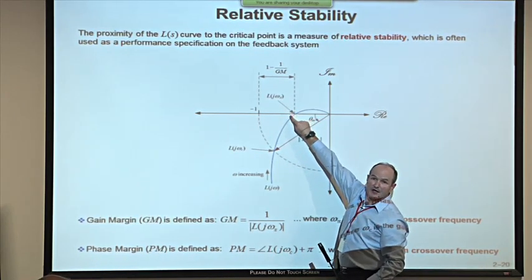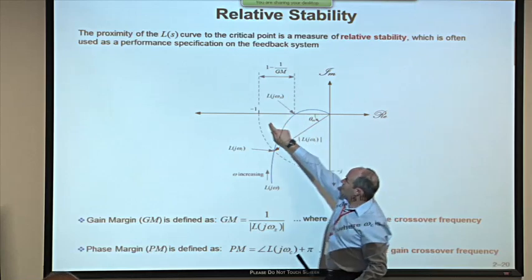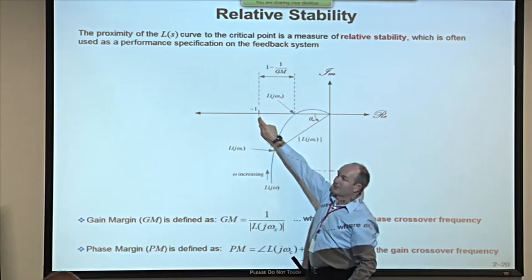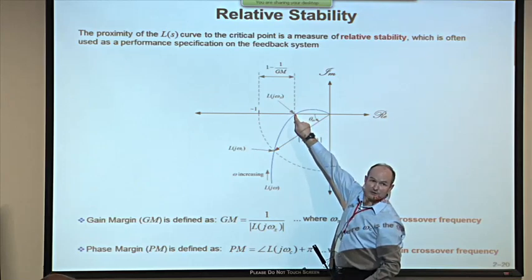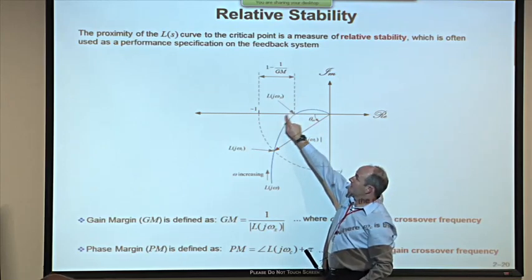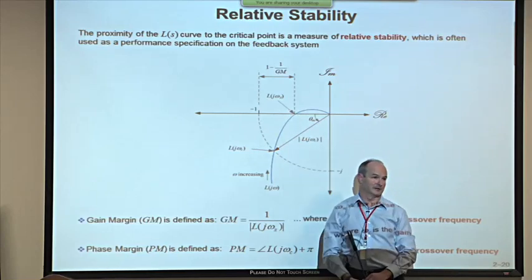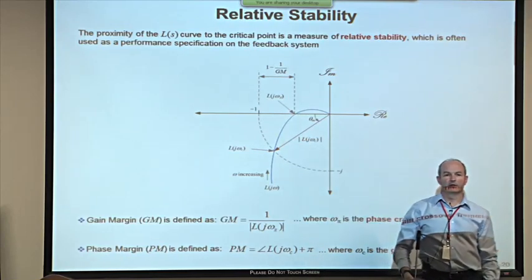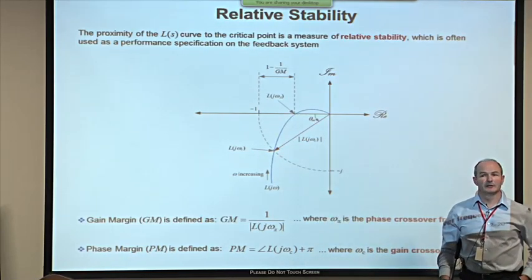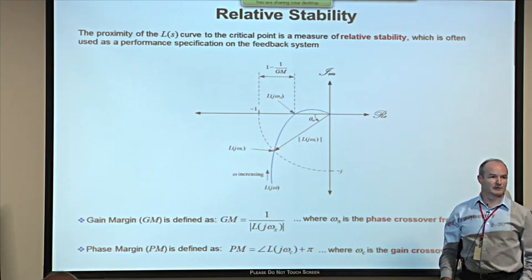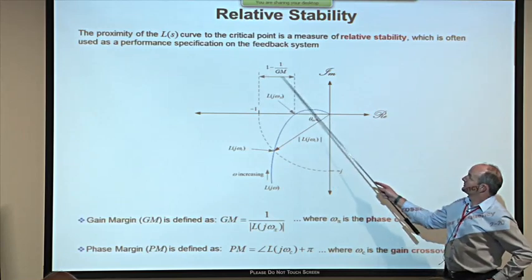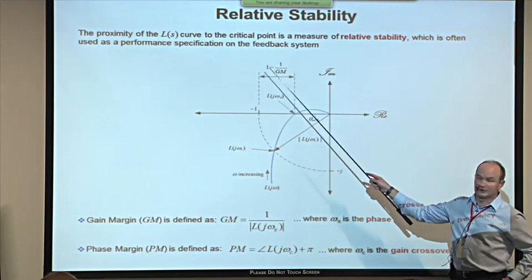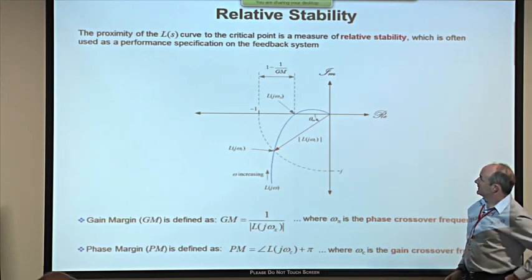And at that frequency, our gain should be below 1, because if it's not, we've obviously enclosed the critical point. The difference between the magnitude at that frequency, which is called the phase crossover frequency, and 1, that is the gain margin. Now, the gain margin is normally expressed in decibels, which is why it's easy to extract from a Bode plot. If you extract it from a Nyquist plot, you've got a slightly different calculation to do, and you've got to take that in dBs. That is the gain margin.